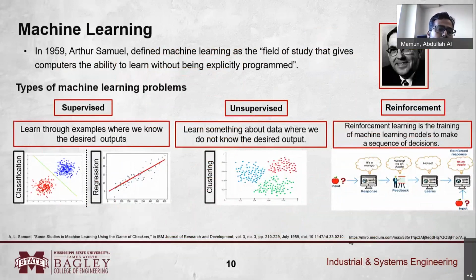So now let's talk about the idea of machine learning. The idea of machine learning was proposed quite a while ago, in 1959, by Mr. Arthur Samuel. He defined the machine learning concept. Machine learning problems can be categorized into three major types: supervised, unsupervised, and reinforcement learning.